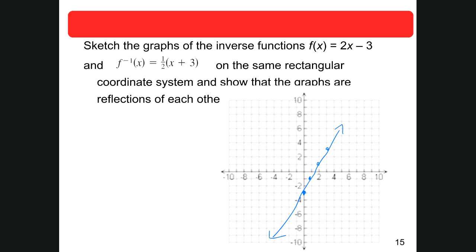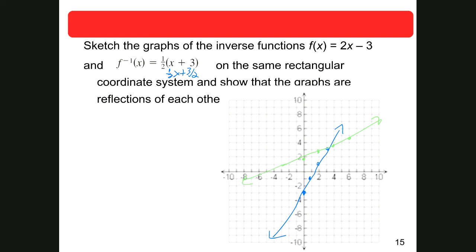Then my inverse function, I'm just going to rewrite that as 1/2 x plus 3/2. I use a different color when I graph it. So 3/2 is like 1.5. And then my slope is 1/2. So up 1 over 2, up 1 over 2, up 1 over 2. That is my graph.